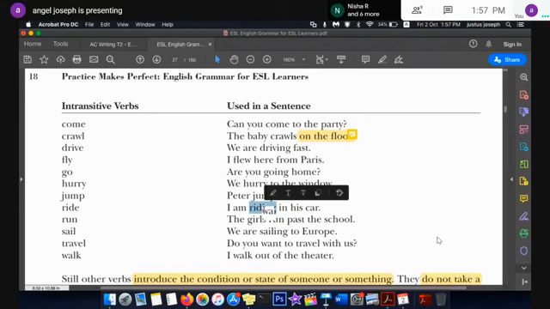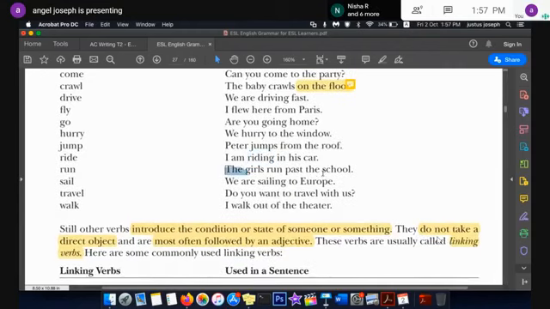Okay. Look at this one. The girls run past the school. Past the school is used as a prepositional phrase here. This is the verb. So this verb is just before a prepositional phrase. The verb is showing some kind of movement. So what kind of verb is it?